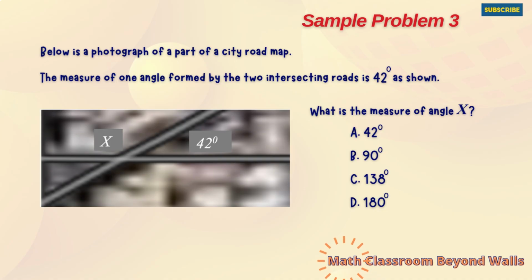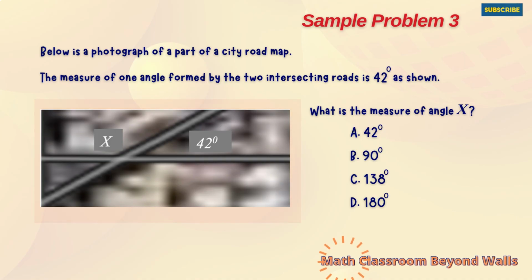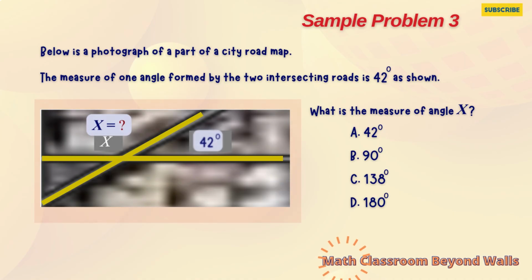As usual, we begin by reading the whole problem and may read it several times when needed to know what we're looking for, to determine what are given, and to figure out how the given information helps find what we're looking for. Okay, what is asked in the problem, learners? Here we're asked to find the measure of angle X shown on the photograph of a road map. What are given? We're given a photograph of a road map having intersecting roads forming angles. The measure of one angle is given.